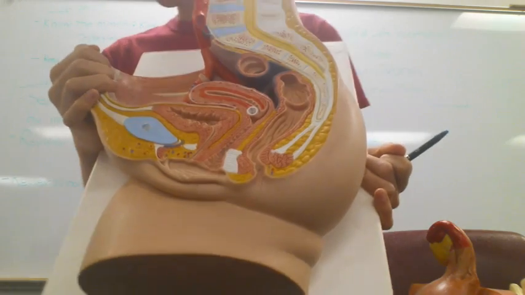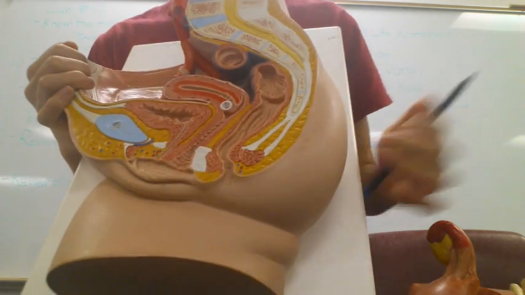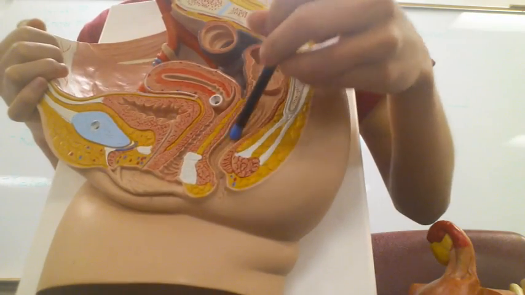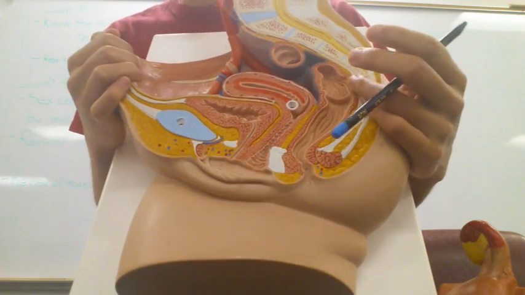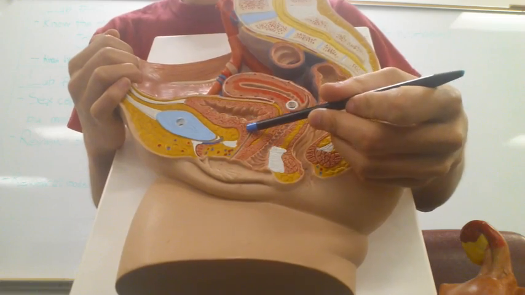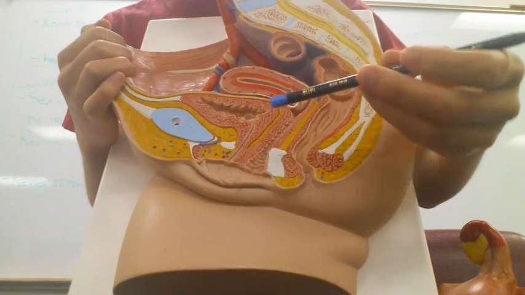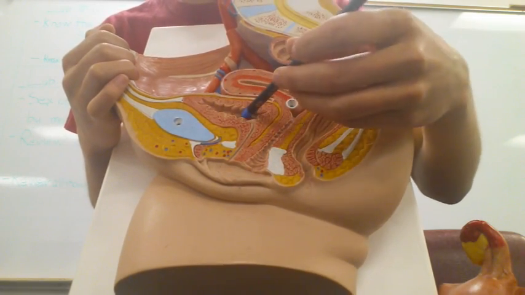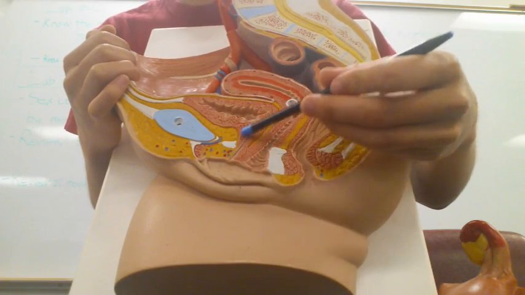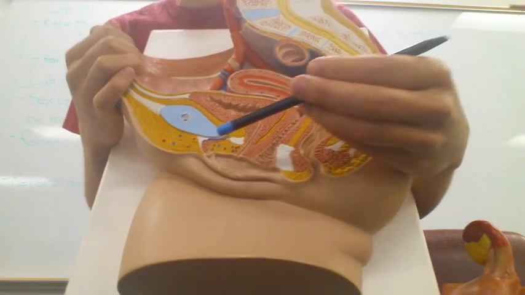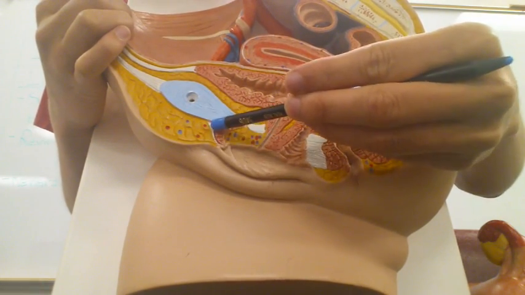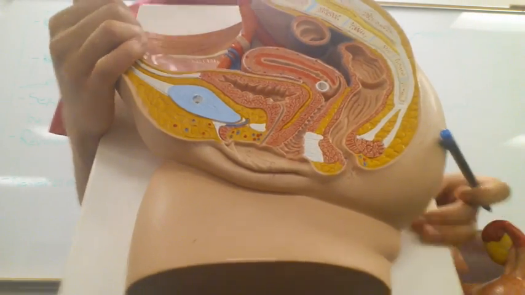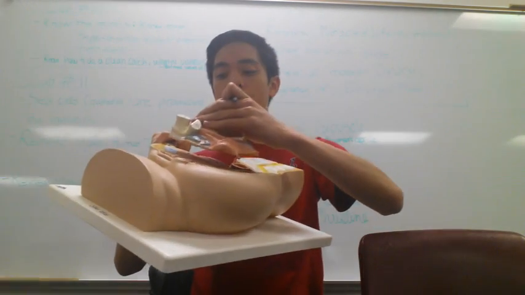You have the rectum, which is this one right here. And then you have the urethra, which is this tube right here, in which the urine in your bladder escapes through your urethra. Then you have your clitoris, which is this structure right here. That's the clitoris. And that is it for the male and female reproductive models.